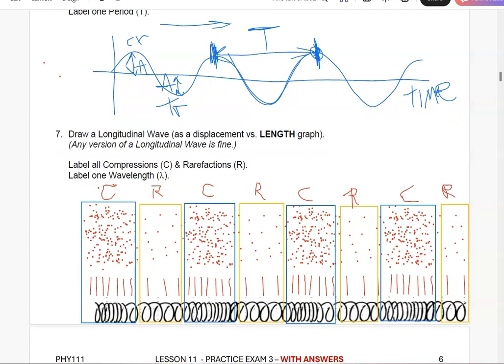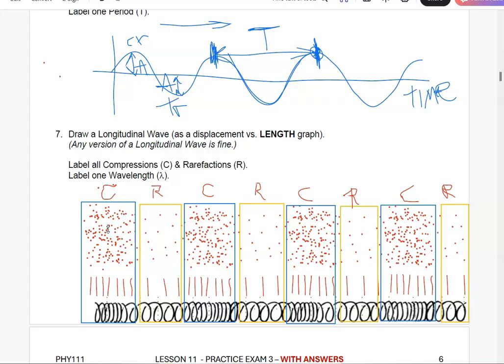And lastly, for this problem, you're asked to label one wavelength. Well, since this is a plot versus length as opposed to time, we can get the wavelength from this. If it was against time, we would be able to get the period from it. So how do you get the wavelength?